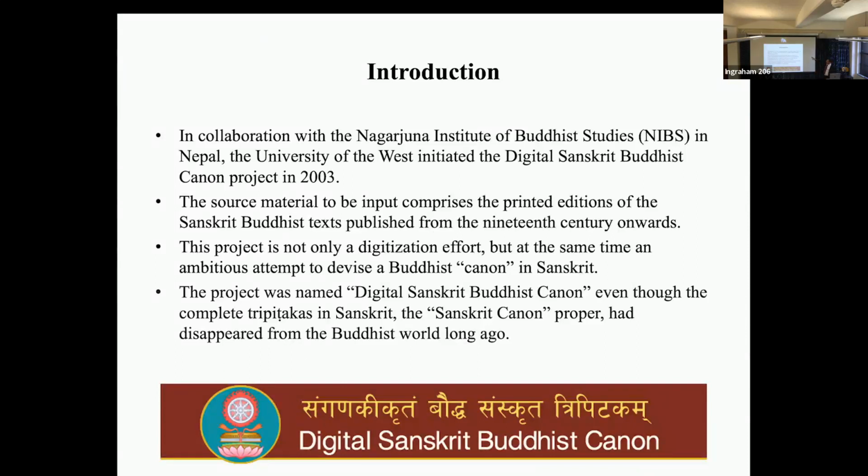Most of the texts we collected are published texts, from the 19th century onward, and we gave it the name Digital Sanskrit Buddhist Canon. Sanskrit Buddhist text was completely wiped out, right? So why do we need to give the same name again? Because in history, we did have Sanskrit Buddhist texts.